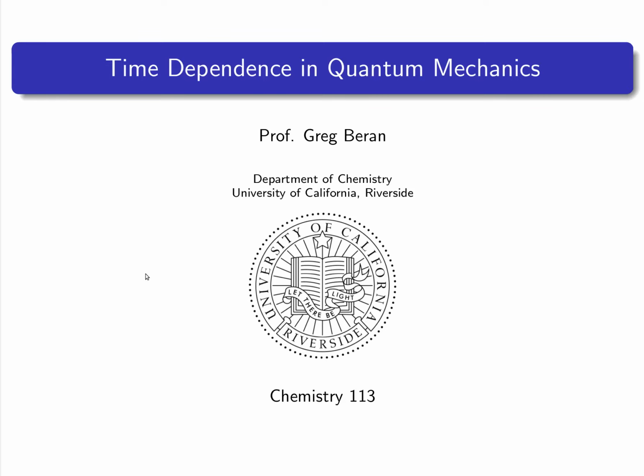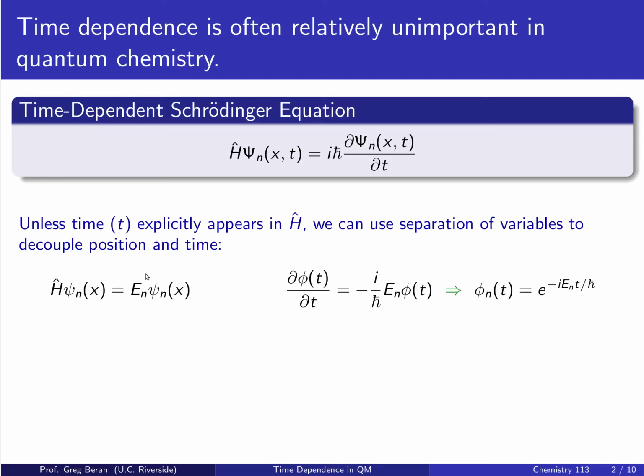In this video, we're going to discuss time dependence in quantum mechanics. So far in this course, we've ignored time dependence for the most part. And now we want to see how it plays a role. We're still only going to consider the relatively simple case, which is what's true for most of chemistry, where time does not explicitly appear in the Hamiltonian. So we're solving the time-dependent Schrödinger equation, but H does not contain time as a variable.